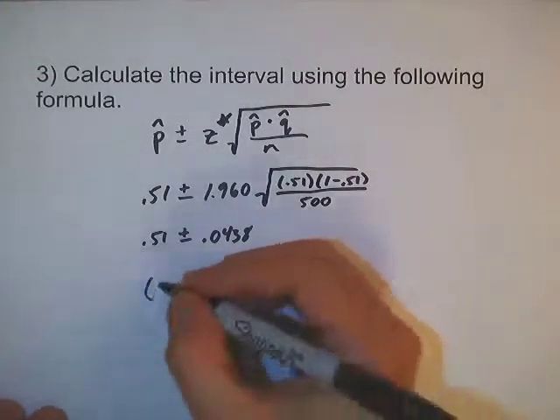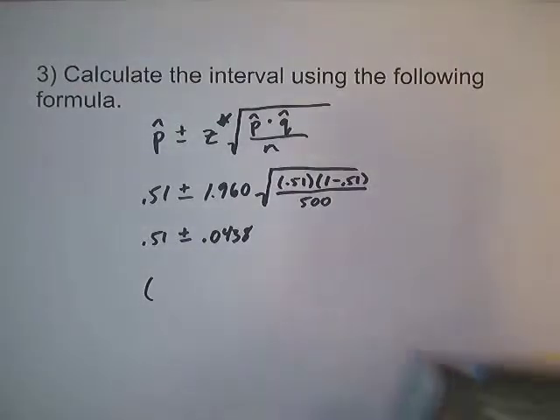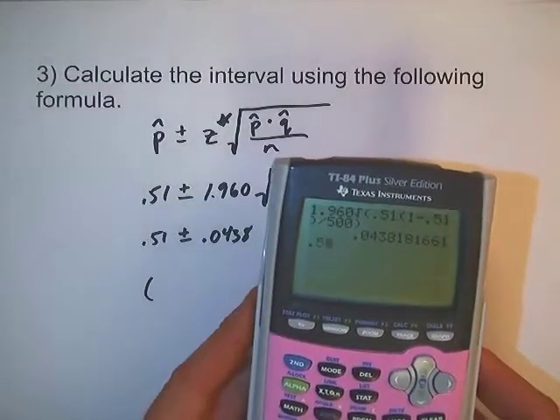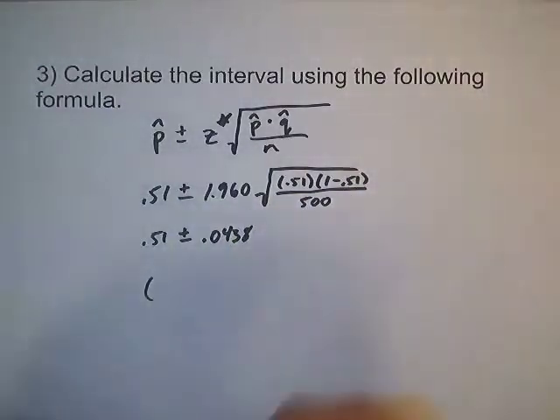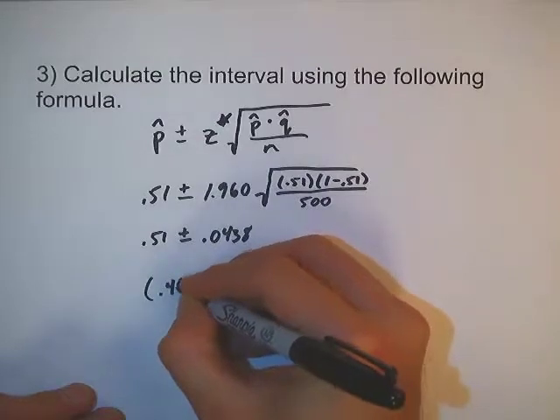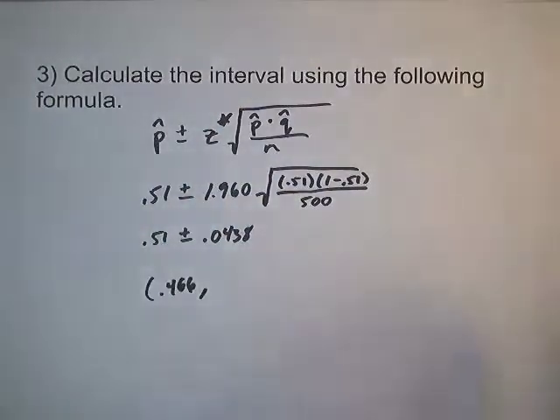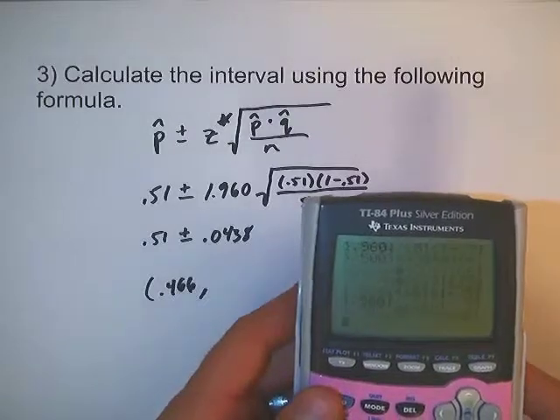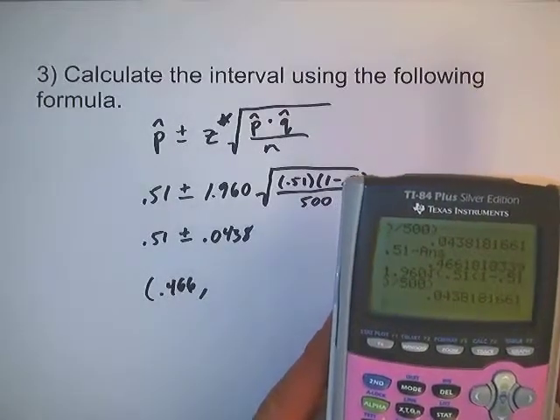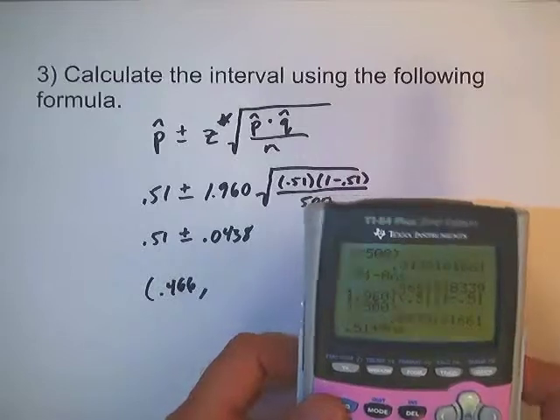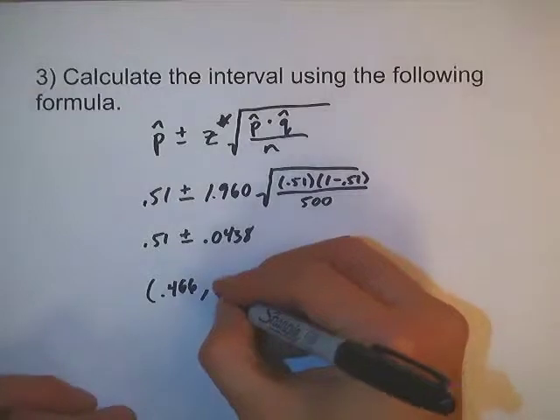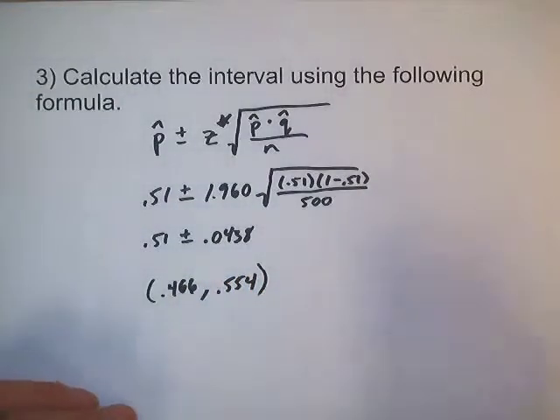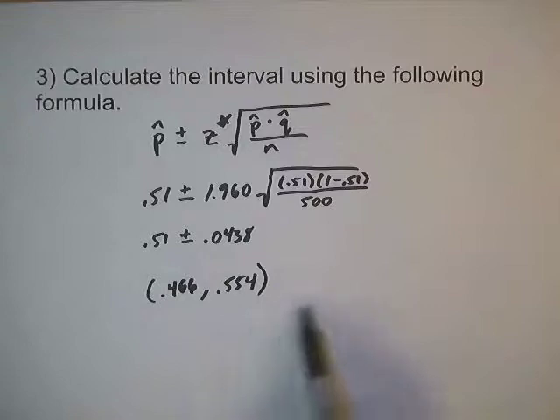Then I like to figure out what the boundary points are. I'm going to do 0.51 minus that answer. That's my lower estimate, 0.466. Then I'm going to call up my margin of error again and take 0.51 plus my last answer, and that gives me about 0.554. So this is my confidence interval for my population proportion.